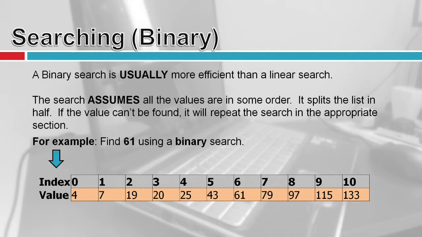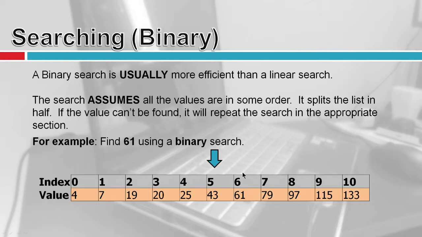So let's take the same question we had from the previous example. Let's find 61. So we split it in half, and we take a look at the value at the midpoint. The midpoint value is 43. Since 43 doesn't equal 61, we have to use something we know about the array. We know that all the higher values are in the upper half of the array. So we're going to repeat the search, but we're going to use the upper portion of the array.